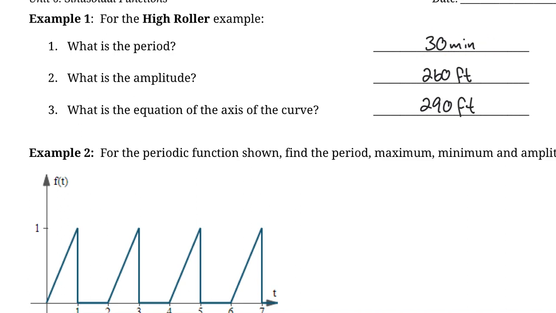The amplitude is actually the same thing as our radius. It's just half of our diameter, which is 260 feet. And the equation of the axis of the curve, it's 290 feet.